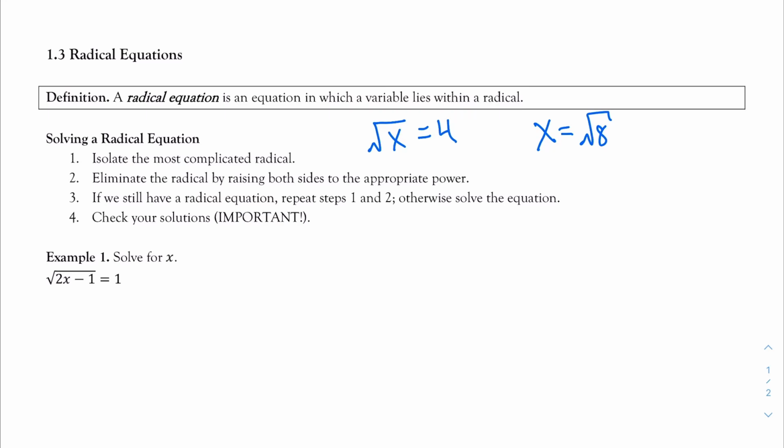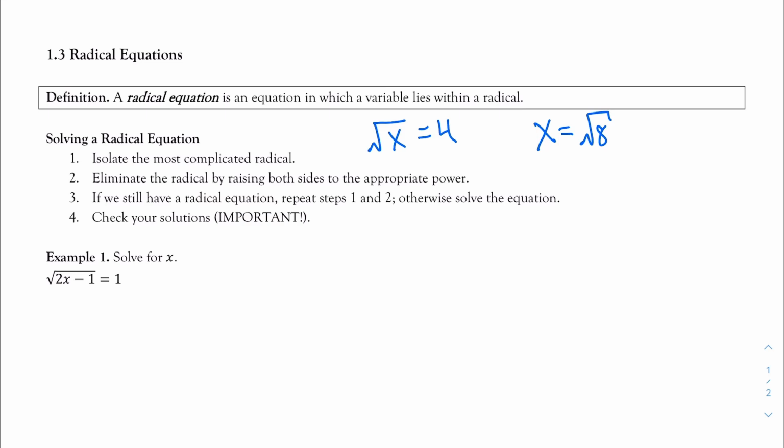After I isolate my radical, I can go ahead and move to step 2. I can eliminate the radical by taking both sides of my equation to an appropriate power. In other words, I have to figure out what power will get rid of my radical. Step 3 is if I still have a radical equation, I continue to rinse and repeat. Isolate the radical, raise it to the power, continue forth.